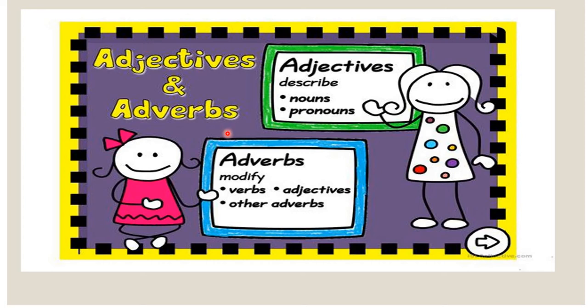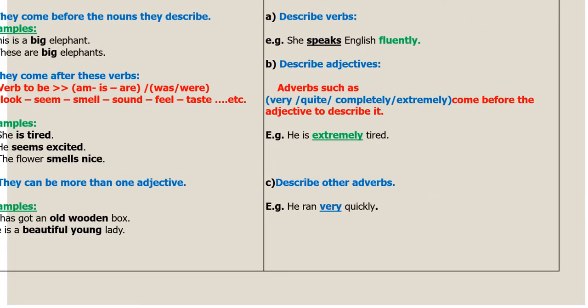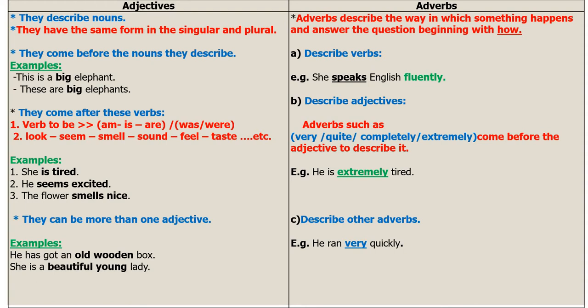Okay? Adverbs modify or describe verbs, adjectives, and other adverbs. For example, when I say she spoke loudly. Okay? So how did she speak? She spoke loudly. So it described the verb. The adverb loudly describes the verb spoke. Okay, we'll see further examples and understand better by reading this table together.